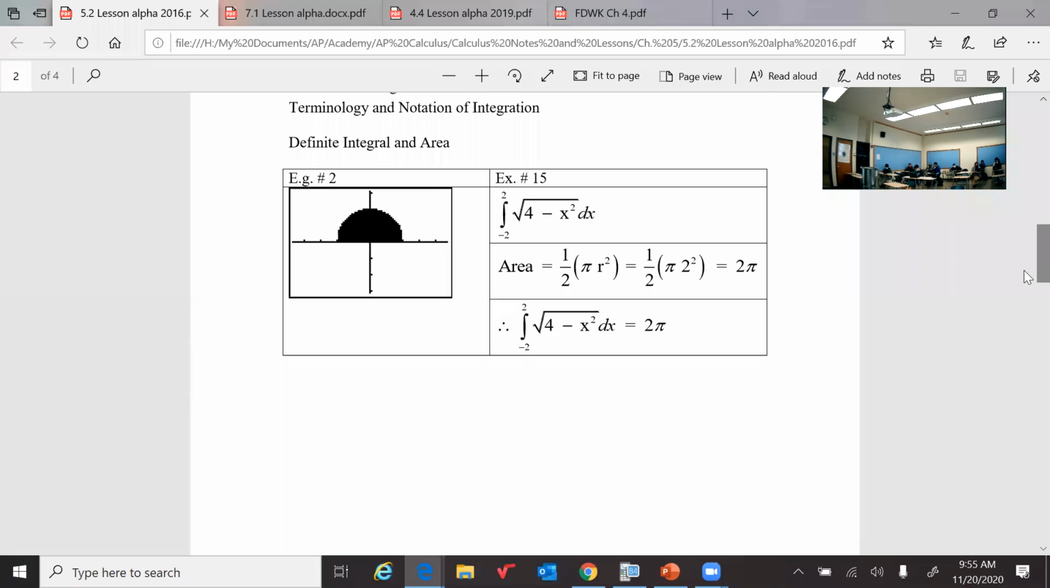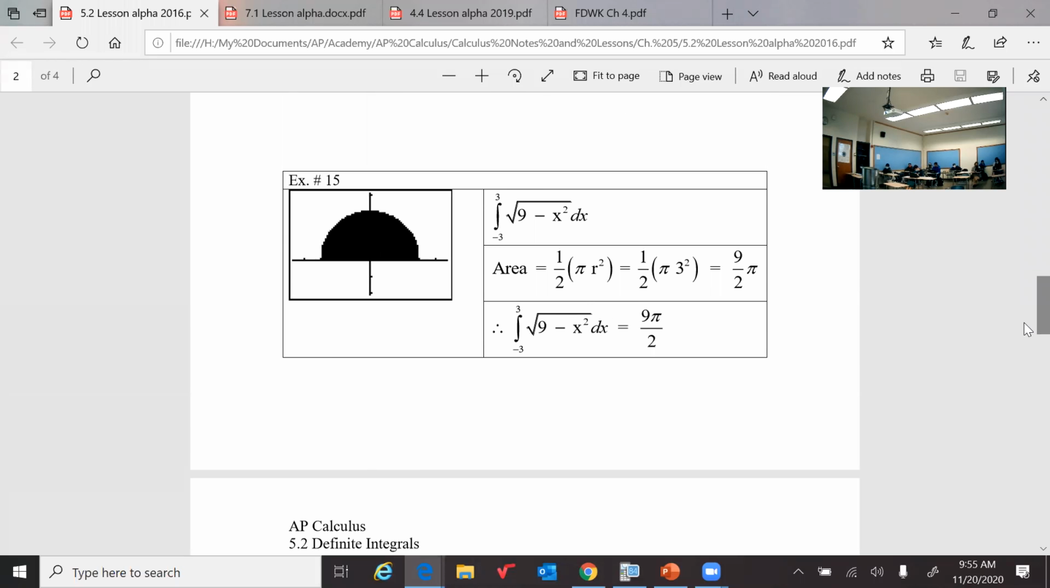All right, so for 15, it's the same question, except the radius is 3. With the radius 3, the area of the whole circle would be 9 pi. The area of half of it, 9 pi over 2. This is the way the question is written. What does it mean? It means starting at -3 and ending at 3. All the rectangles are this tall and that wide.